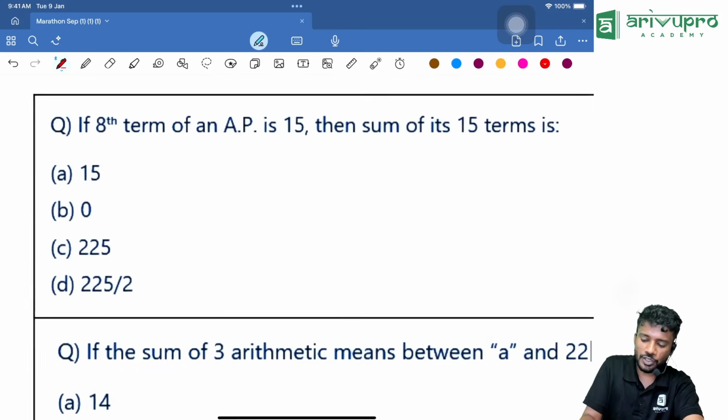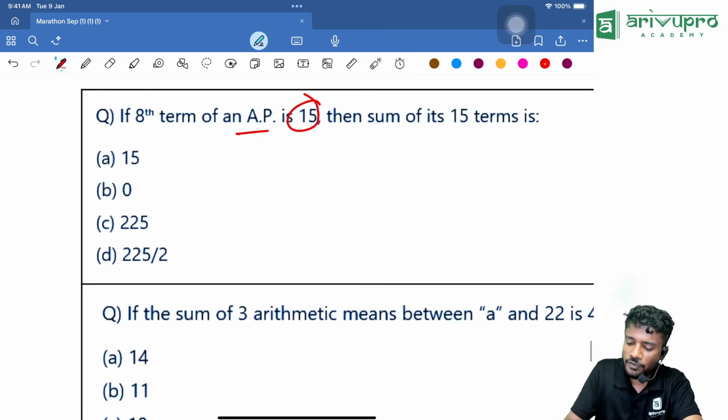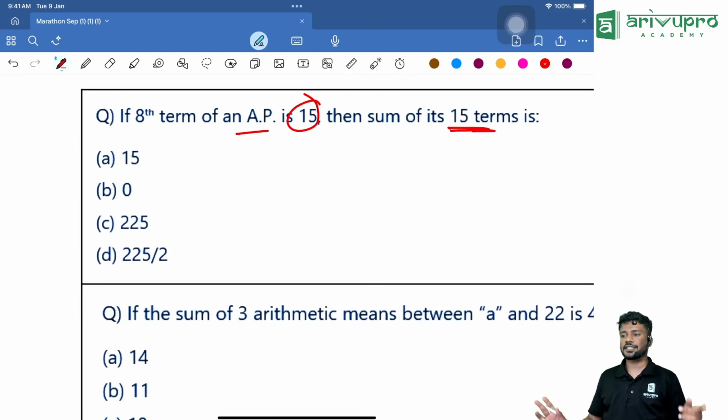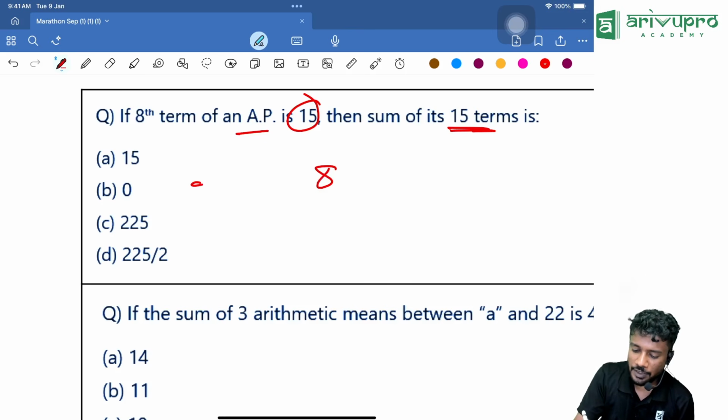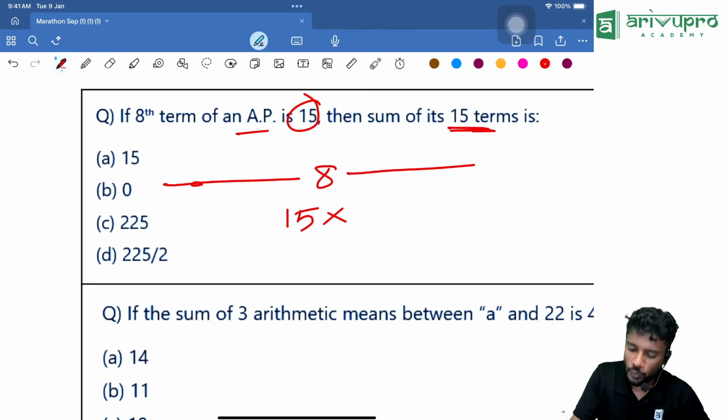Now, look at this question, people. 8th term of an AP is 15. Then the sum of its 15 terms will be how much? 15 terms, middle term is what? 8th term. 15 terms means 8th term will be in the middle, then 7th term will be to the left, 7th term will be to the right. That means what is the answer? 15 into 15.